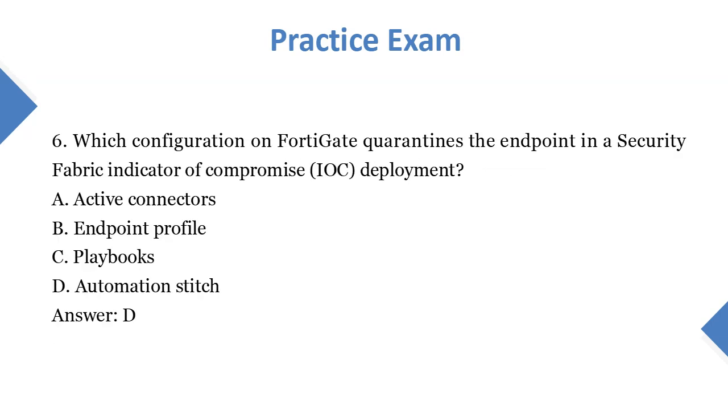6. Which configuration on FortiGate quarantines the endpoint in a security fabric indicator of compromise, IOC, deployment? A. Active connectors. B. Endpoint profile. C. Playbooks. D. Automation stitch. Answer: D.